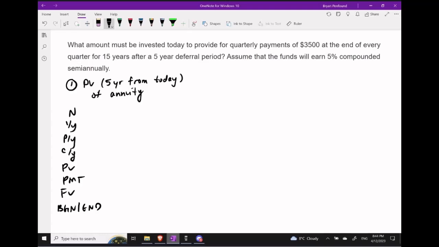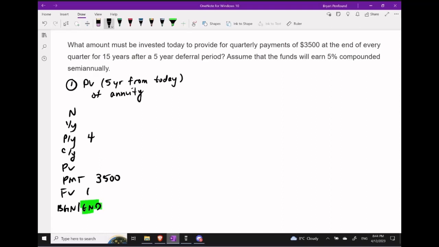Let's try to break this question down into two parts. In the first part, we're going to calculate the present value of our 15-year annuity. Looking at the structure of this annuity, we know that payments are happening at the end of every quarter. So our payment frequency is 4. Payments are coming to us of $3,500.